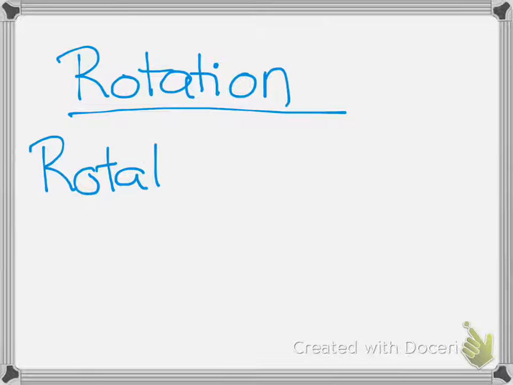So to rotate a shape means to turn, or you could think of it as spin a shape. So hopefully you were thinking somewhat along those lines. So that's going to be our definition of rotation. It's going to be nice and simple. Just to rotate means to turn. Now, direction of rotation is very important.